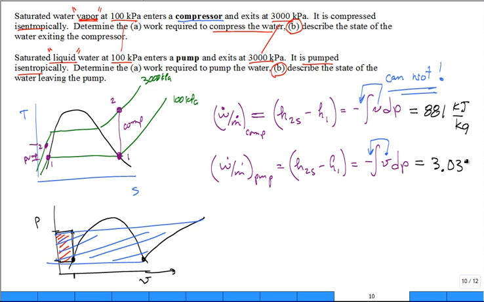3.03 kilojoules per kilogram. Let me ask you this. You owe me some money. I forgot. Is it $3 or $881? I can't remember. Which one would you rather pay me if you owed me money? I mean, these numbers, sometimes we lose track of their meaning. But there's a big difference between $3 gasoline and $881 per gallon gas.